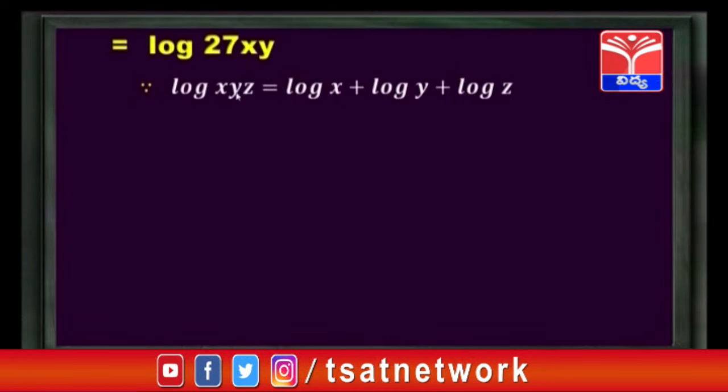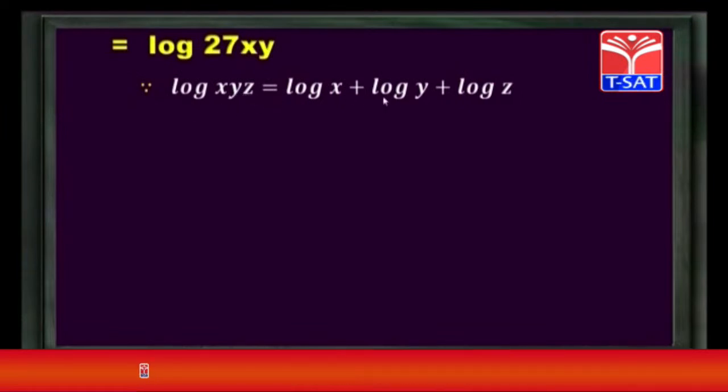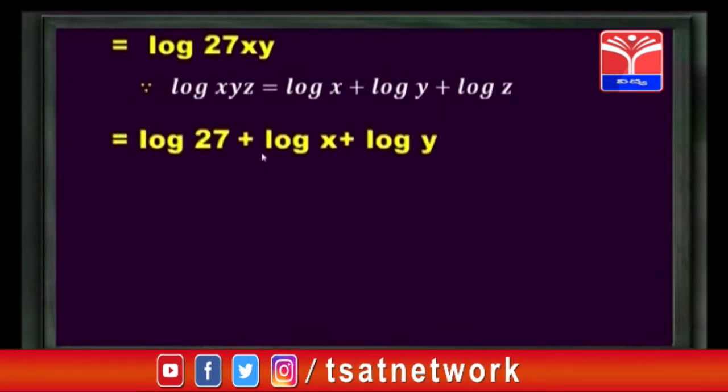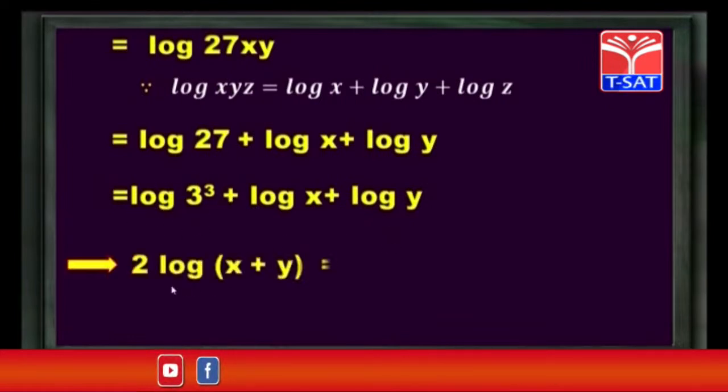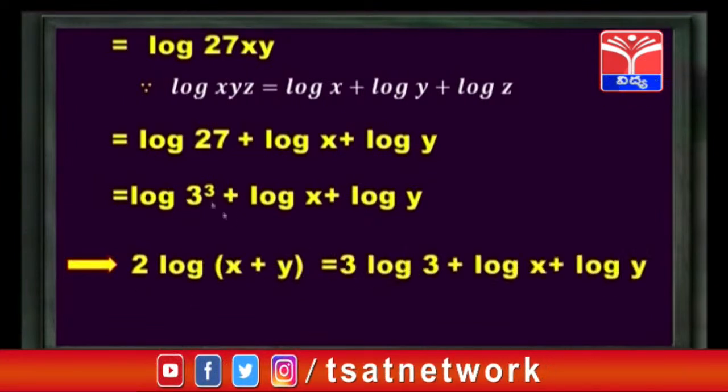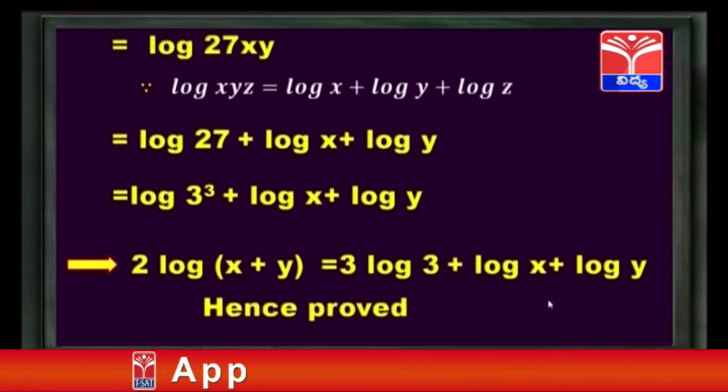Now I can use the product rule. We have seen the product rule as log xy is equal to log x plus log y. We can even expand this to 3 variables, that is log xyz is equal to log x plus log y plus log z, which gives log 27 plus log x plus log y. So log 27 I can write as log 3 cube plus log x plus log y. Again use the power rule, which gives 2 log (x plus y) is equal to 3 log 3 plus log x plus log y, hence proved. You can even solve this problem using the second method.